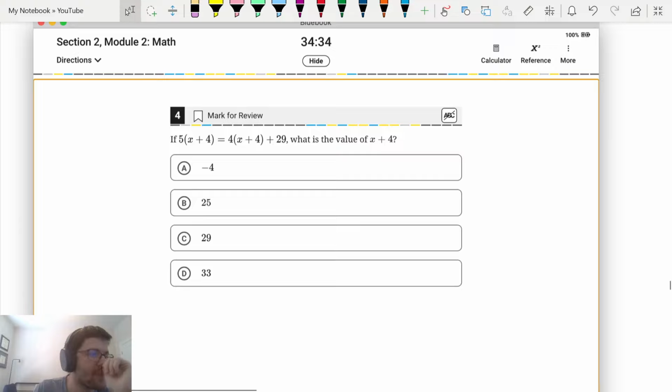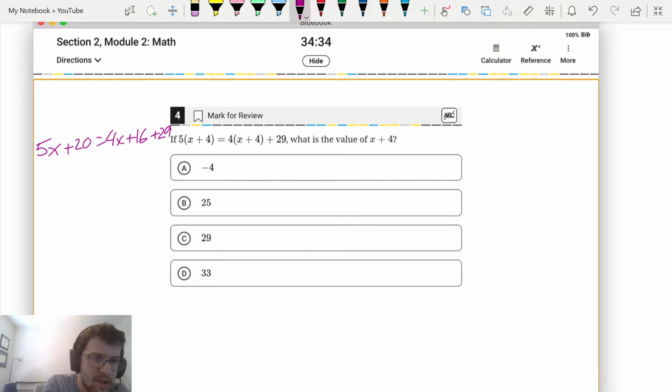Let's look at 4. Okay. So this one, if you went through all the trouble of expanding all these guys, you would get a value for x. So you could do 5x plus 20 equals 4x plus 16 plus 29. And if you combine all those and moved them over, you would get x equals 16 plus 29 minus 20. You'd get 25. And then you could do x plus 4, 25 plus 4, and you would get 29.